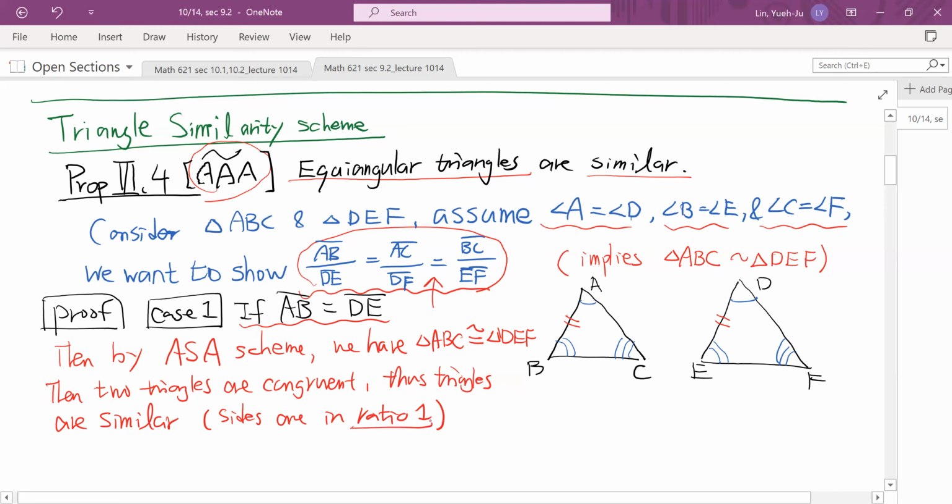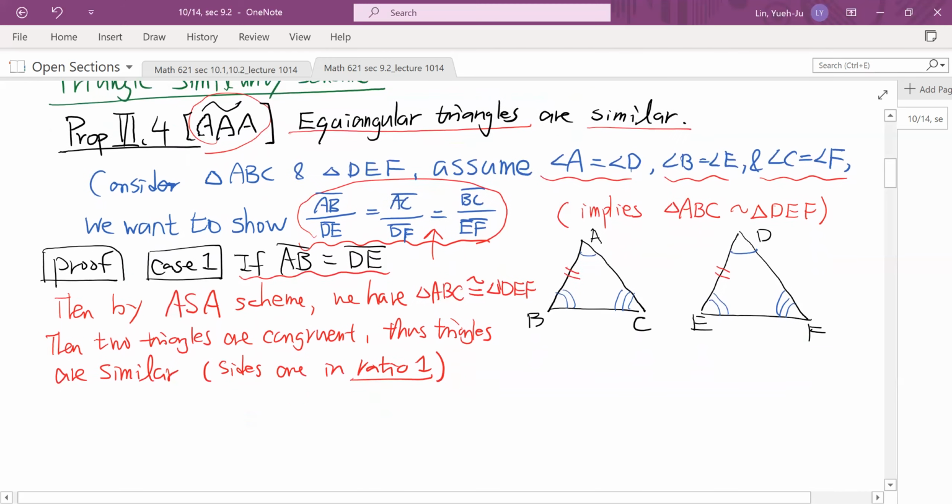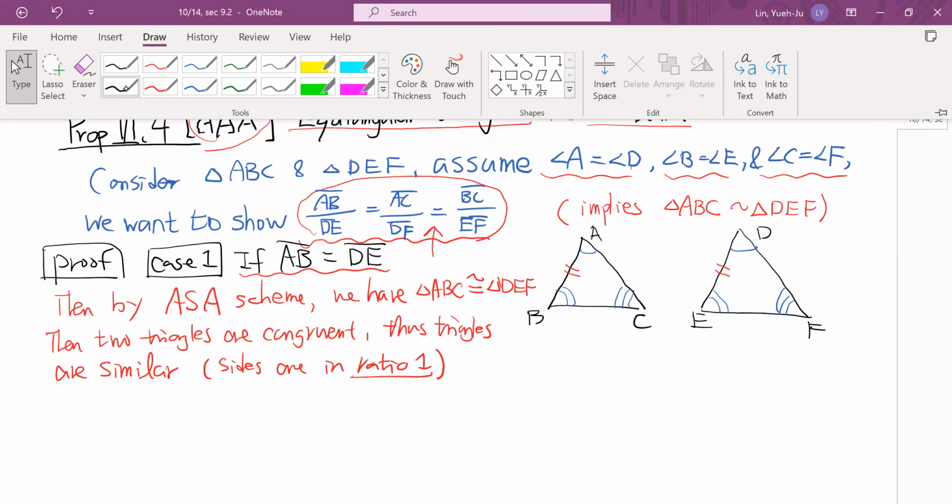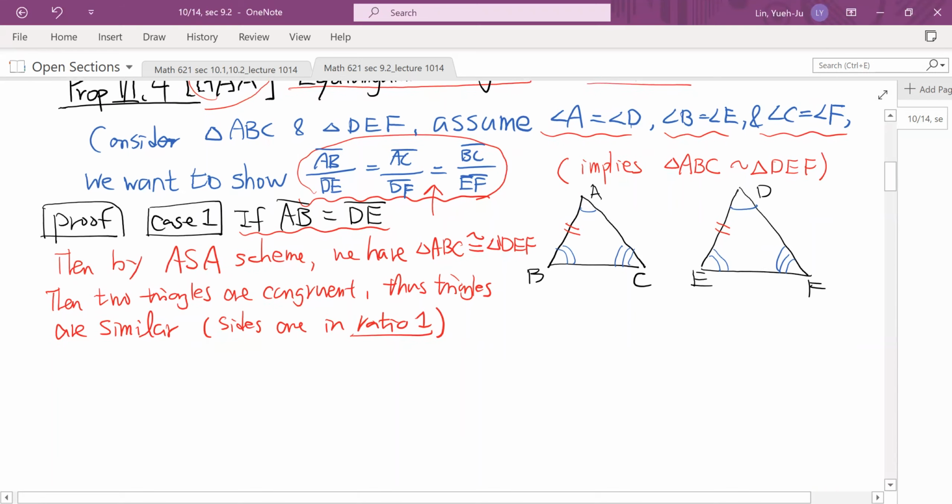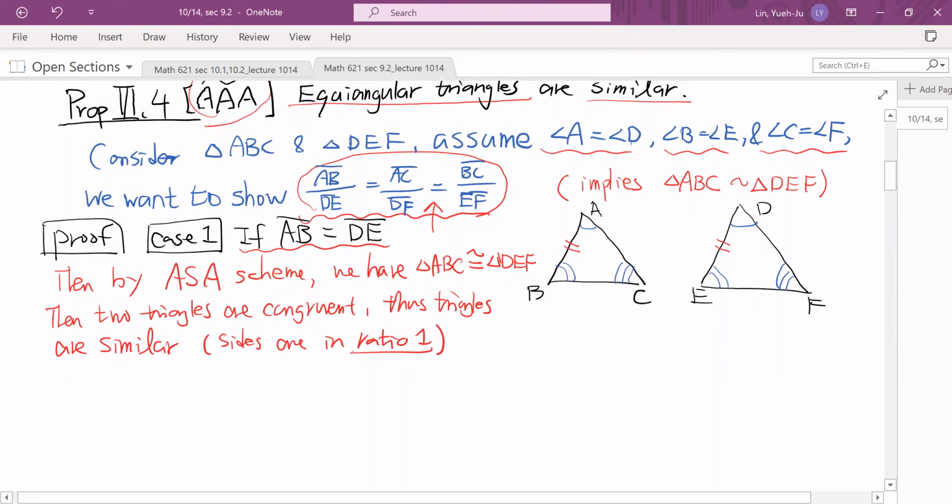So you can see that if we already have three angles equal, and case one is that the side AB equals DE, then we right away have two congruent triangles. But congruent triangles are something stronger, so they're definitely similar triangles. This is not too interesting in the sense that it's too restricted. So now let's see case two. Case two is more general.